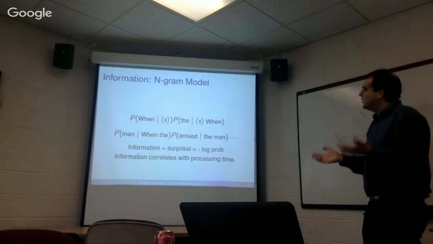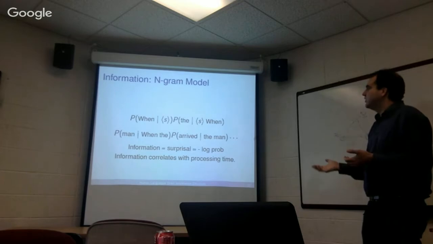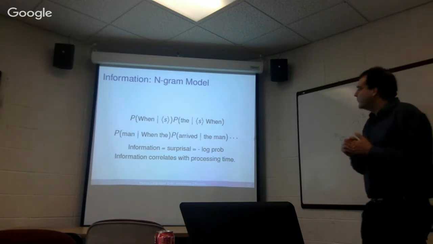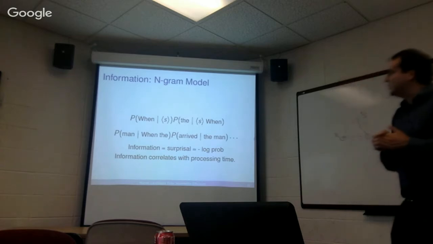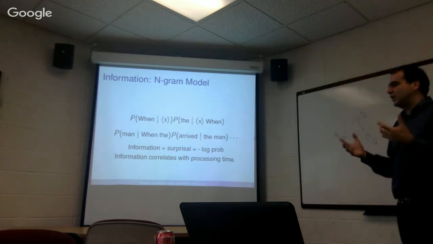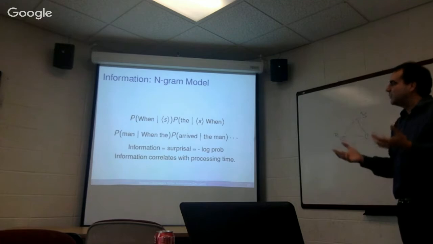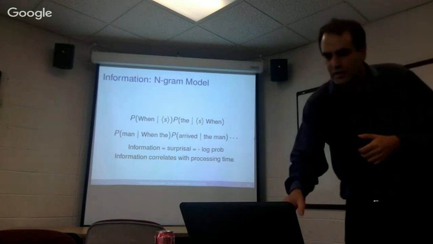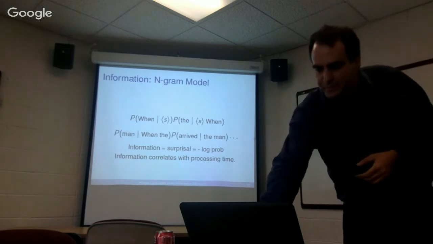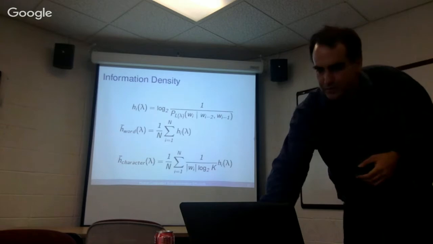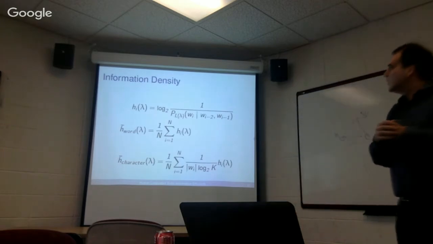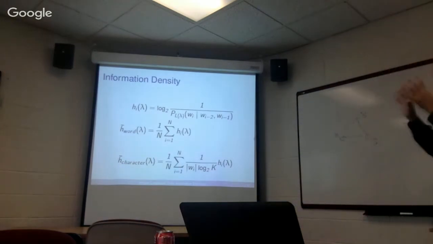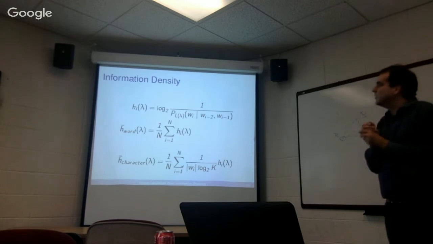Information is the same as negative log probability, so higher probability means lower information. We sort of already knew that was going to happen. It's been shown that things with high probability are easy for people to process. They take less time for people to process. So information correlates with processing time. Higher information is lower probability, higher processing time. So this is our measure of the information in the language.